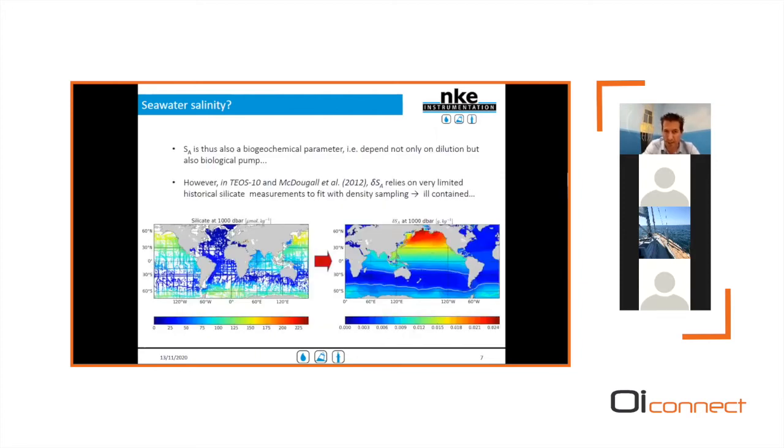So absolute salinity is also a biogeochemical parameter. It is dependent not only on dilution, but also on the biological pump. However, in the thermodynamic equation of state of 2010 and McDougall in 2012, the composition anomalies rely on very limited historical silicate measurements to fit with density sampling. So here is a map of silicate at 100 decibars, and the composition anomaly at the same pressure depth.